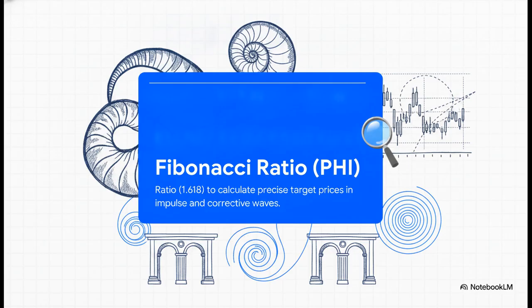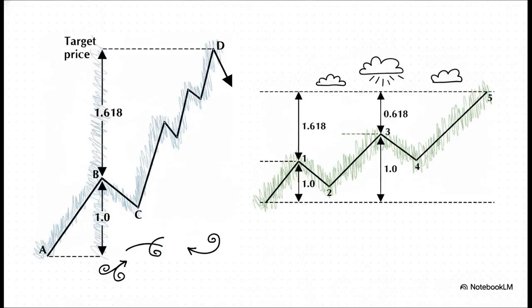By applying this specific ratio to an impulse wave, which is just a strong move in the trend's direction, and the inevitable corrective pullback, we completely remove the guesswork from where a price is heading next. We're replacing, "Hey, I think it might go here," with precise, calculated target prices. Let's actually see this math in action. Notice that 3-wave pattern on the left. You take the size of that first impulse wave, from A to B, and you simply multiply it by 1.618.